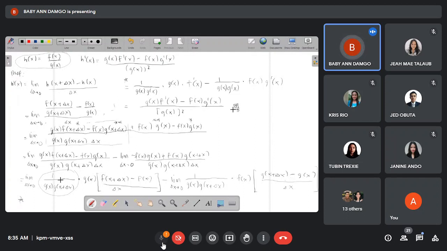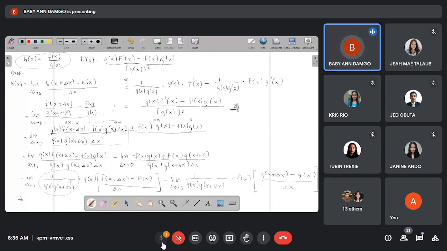And then we factor out. What we factor out is 1 over g of x times g of x plus the change of x. Then we factor out g of x. So, what remains is this. Same here, same idea, we factor this. We factor out f of x. So, what remains is this.